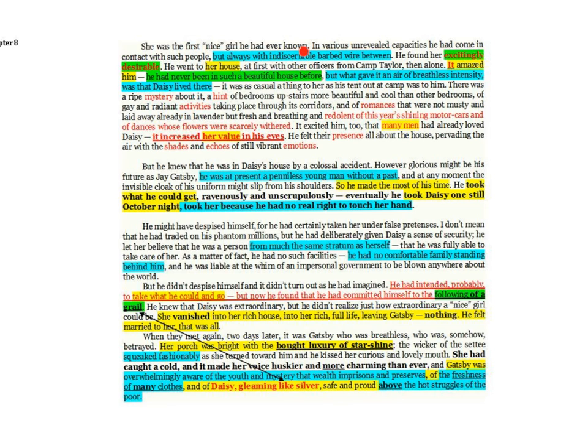He had come in contact with such people, but always with indiscernible barbed wire between. Beautiful house, but what gave it an air of breathless intensity was that Daisy lived there. Ask yourself in this next section, is the young Gatsby in love with the flesh and blood person who is Daisy Fay? Listen to this next bit to answer that question.